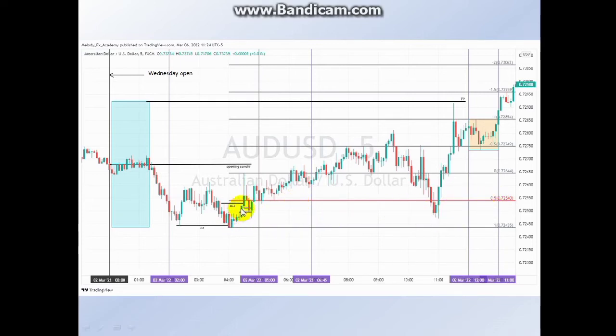So what is below the 50% level? The fair value gap, okay? Fair value gap, and we trade into it, and as you can see, this is our entry, and price moves away nicely, okay?